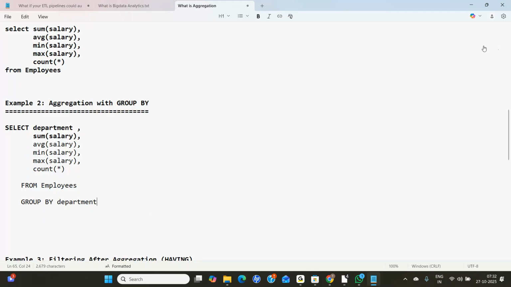This is called aggregation with the group by. Without group by, it will throw an error. These are the questions commonly asked in L1 round of interviews.